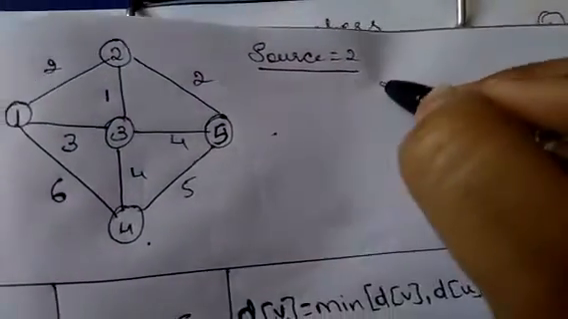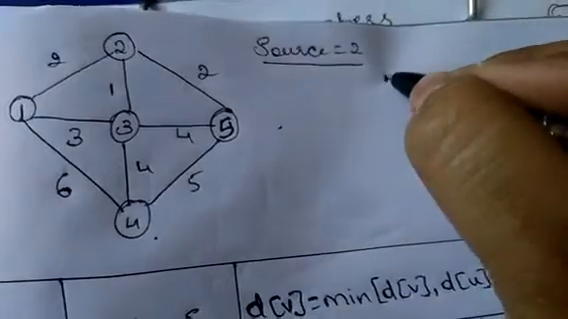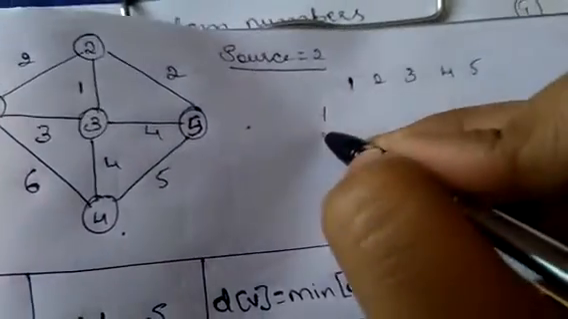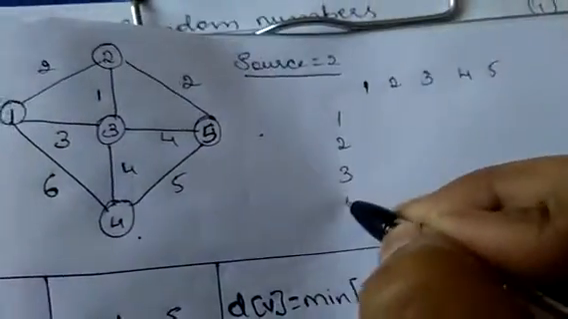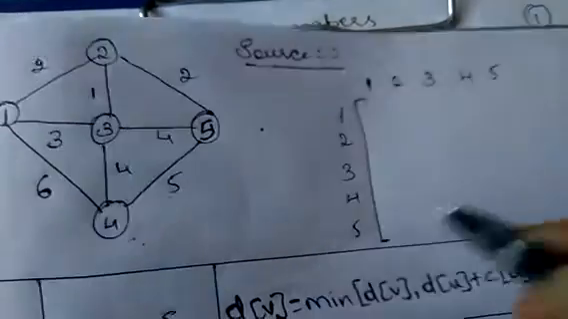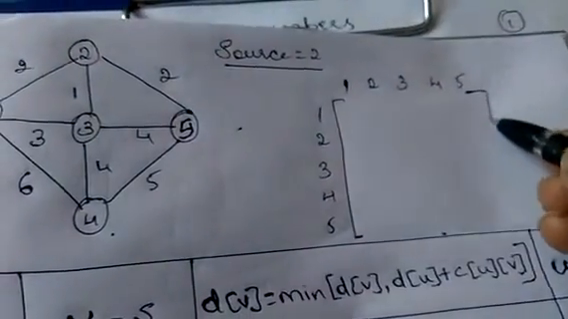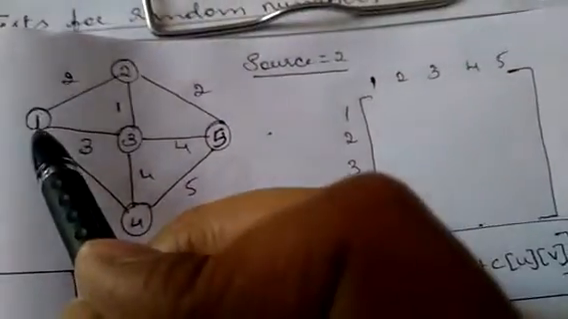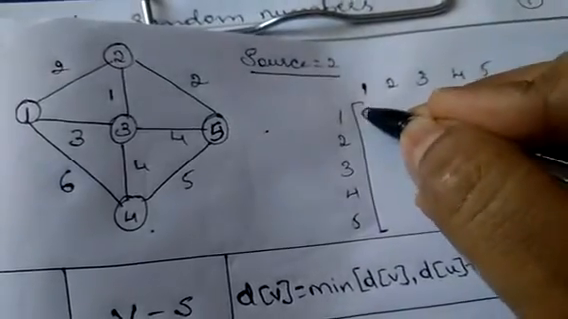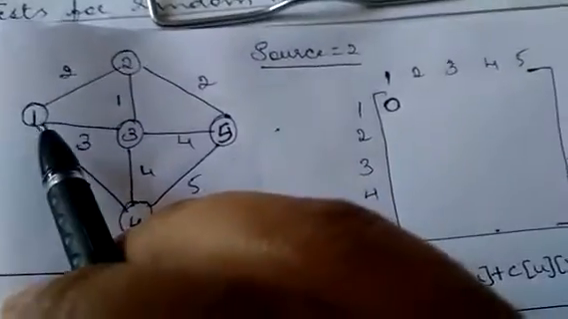In order to construct the adjacency matrix, first you have to write 1, 2, 3, 4, 5. There are 5 vertices, so 5 cross 5. Because for your lab programs, you have to give the adjacency matrix as the input. You cannot give the graph. Okay, 1 to 1. In Dijkstra's the self loop is always considered as 0. 1 to 1 it is 0.